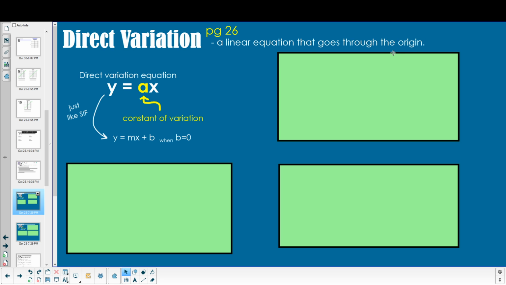We said a second ago that when it goes through the origin, it's showing direct variation. Well, it's the same thing here. When b is equal to 0, that's when we can go ahead and see a direct variation relationship, okay? Where y varies directly with x. We'll see that phrase a lot as we go on.